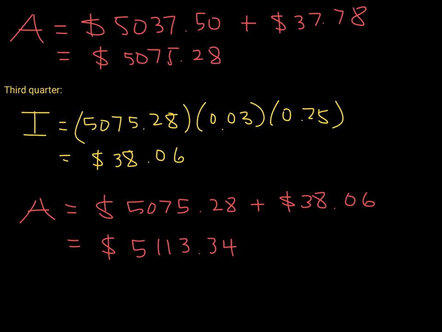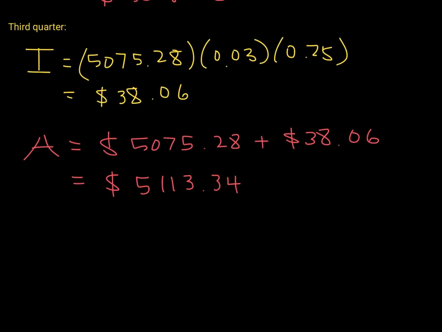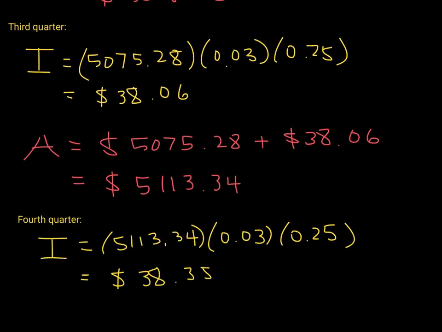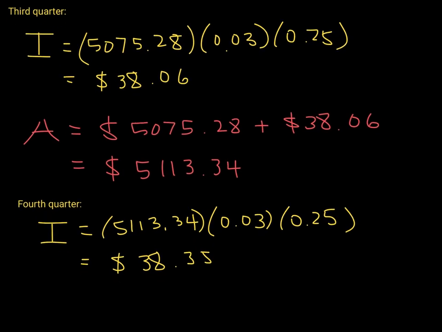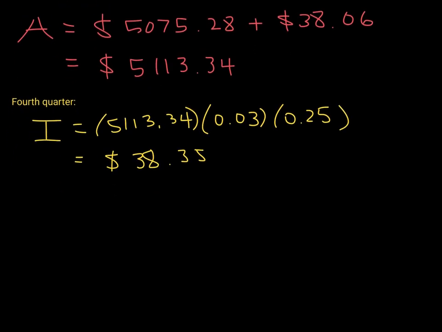One more time, and this is for the fourth quarter. Let's do that one together. Now for the fourth quarter, notice that Mrs. Bond is earning $38.35. This is the most that she's earned in interest, and that's because this is the highest that the principal has been, right?